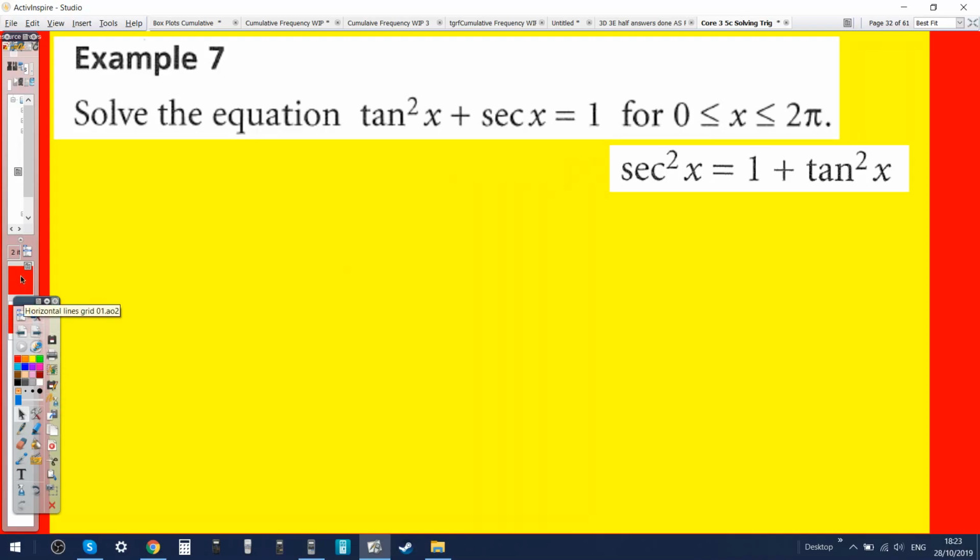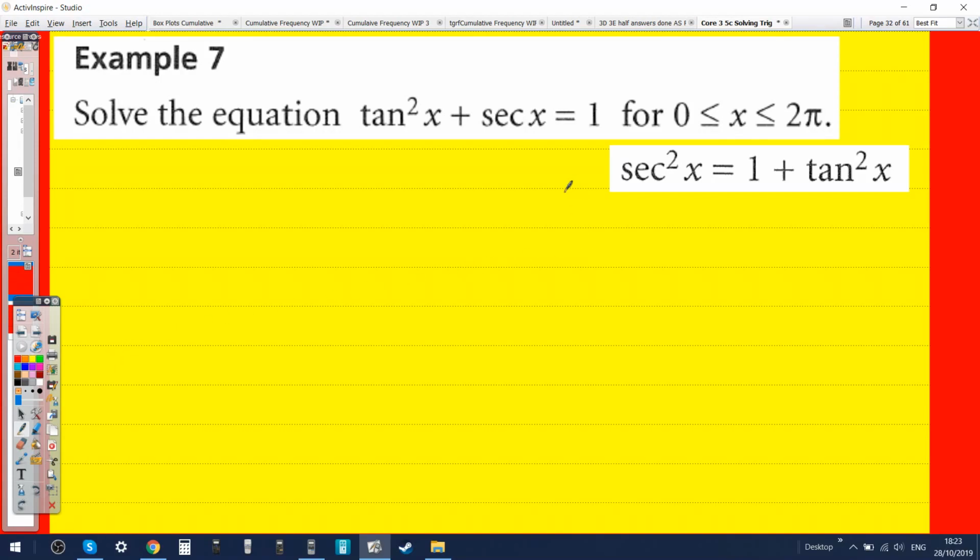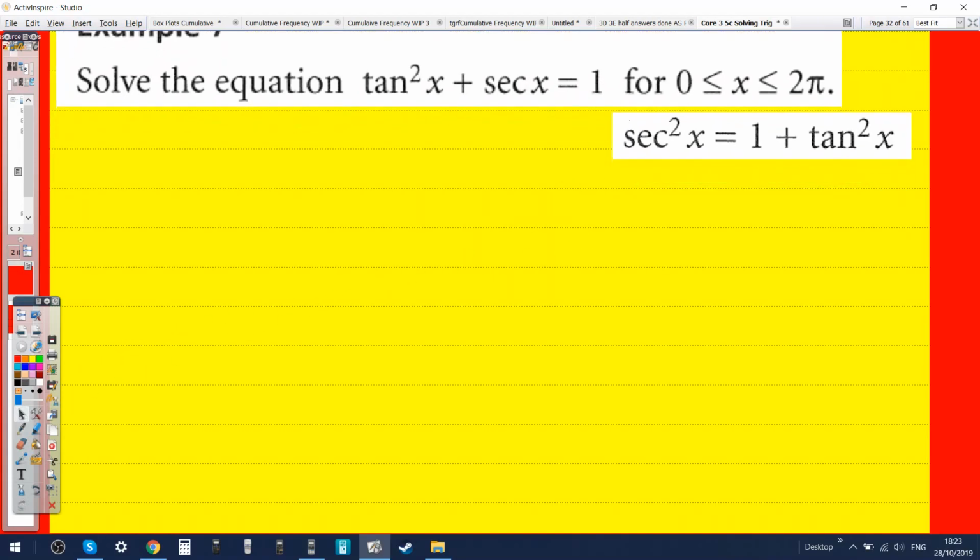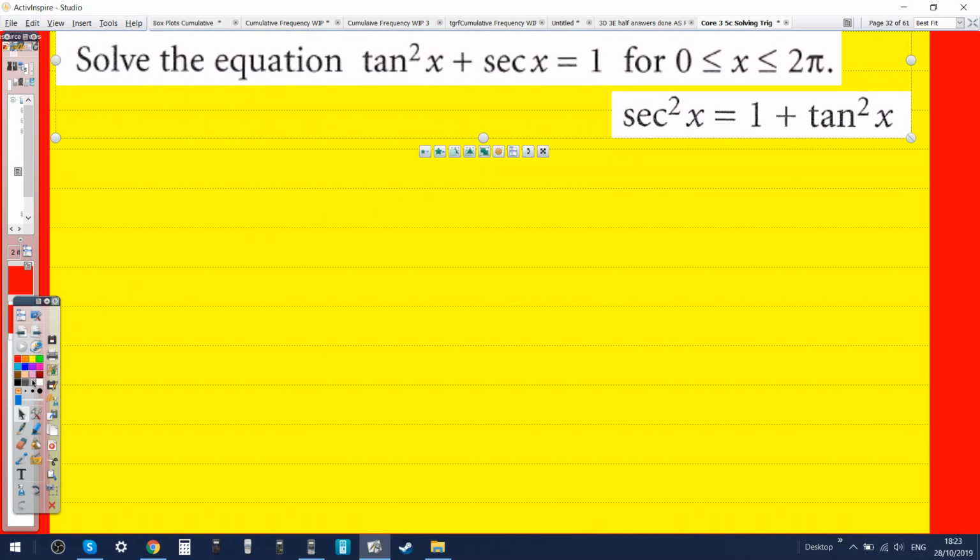So tan squared x plus sec x equals 1. So we can turn the tan squared x into sec squared x minus 1 plus sec x equals 1. And we solve the quadratic equation in radians. Okay, so 1 times 1.